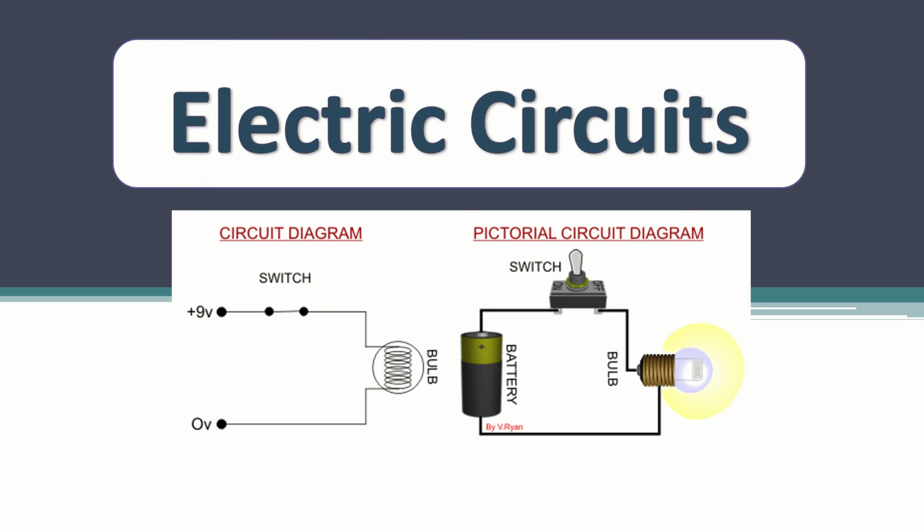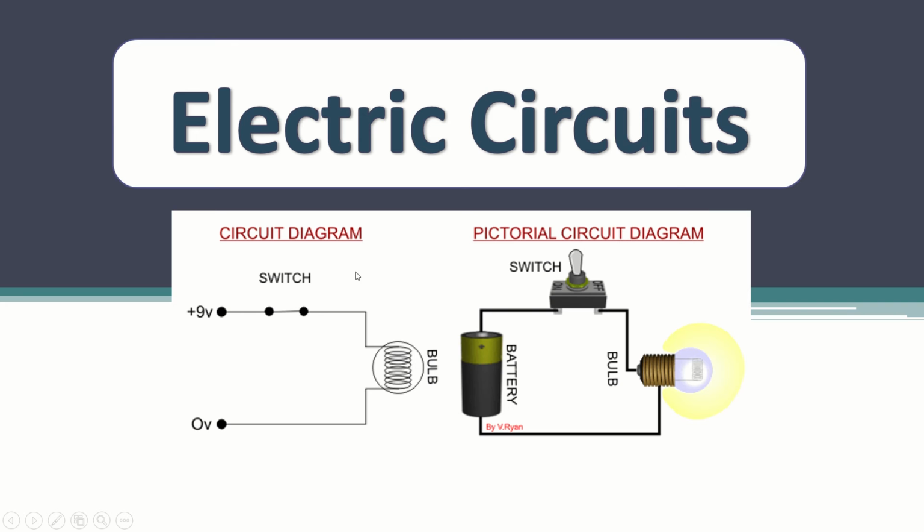So in this video, we're going to be looking at a new unit, electric circuits. On this first slide, we have two diagrams. We have a pictorial diagram, and on the left, we have a schematic diagram. The pictorial circuit diagram shows each of the circuit elements as actual pictures or images of each of the elements. In this case, we have a switch, a light bulb, and a battery.